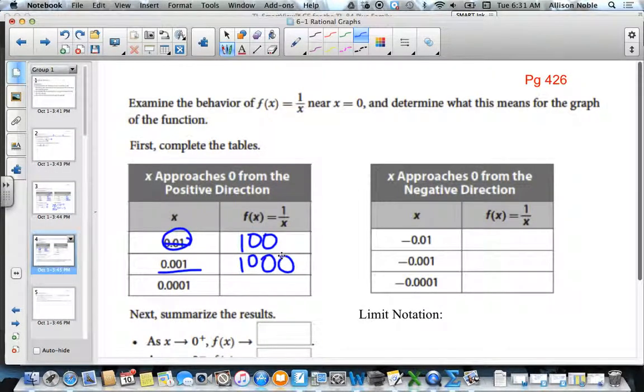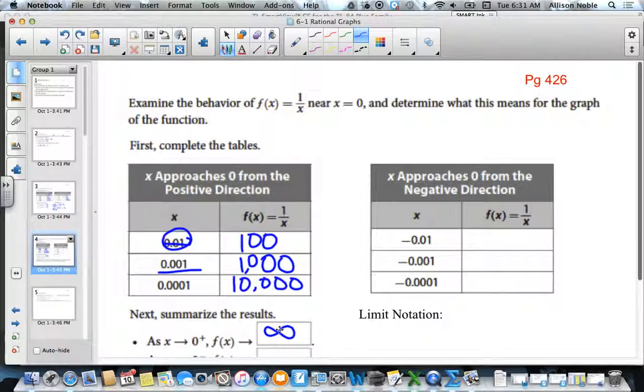So if we plug in 0.0001, we would get 10,000. So our numbers are now approaching infinity as we get smaller and smaller. As we plug in smaller numbers for x, as our x approaches 0, our y values are approaching infinity from the right. So if we go from the positive direction, that's going to give us infinity here.